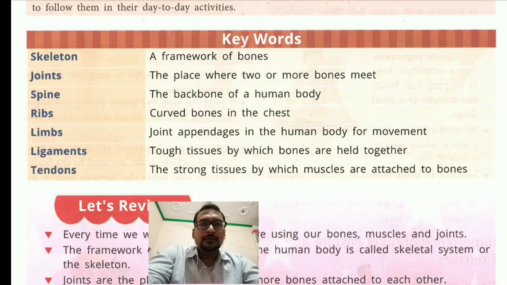Now there are some key words which you have to study. The skeletal system. The skeleton is a framework of bones. Joints, the place where 2 or more bones meet. Spine, the backbone of a human body. Ribs, curved bones in the chest. Limbs, jointed appendages in the human body for movement. Ligaments, tough tissues by which bones are held together. Tendons, the strong tissues by which muscles are attached to bones.